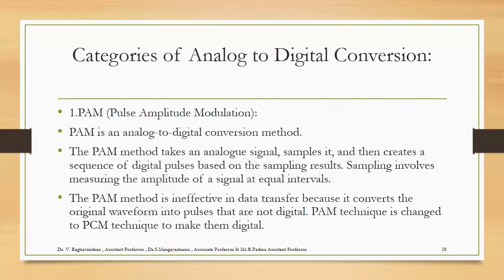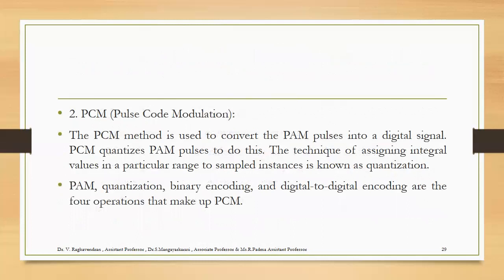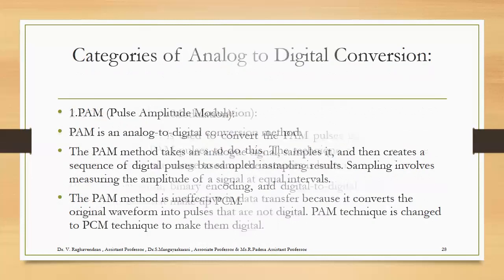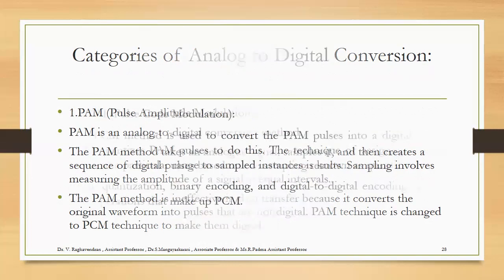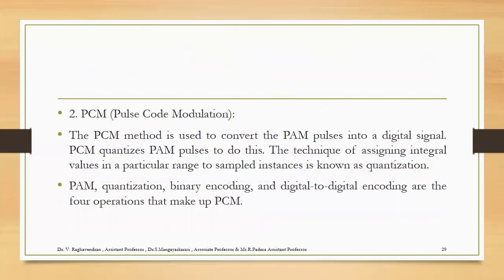So what are the different categories used for analog to digital conversion? Two different categories are used. One is known as PAM, the other is called PCM. The first one, PAM, means pulse amplitude modulation. The other one, PCM, means pulse code modulation.